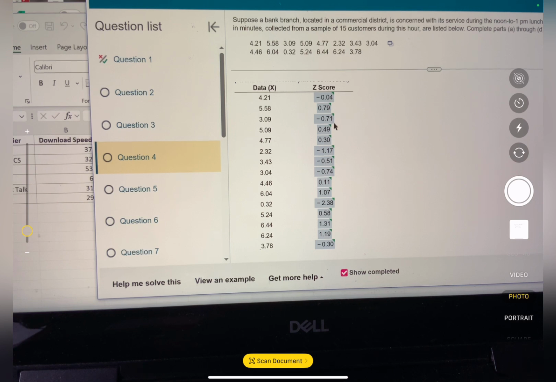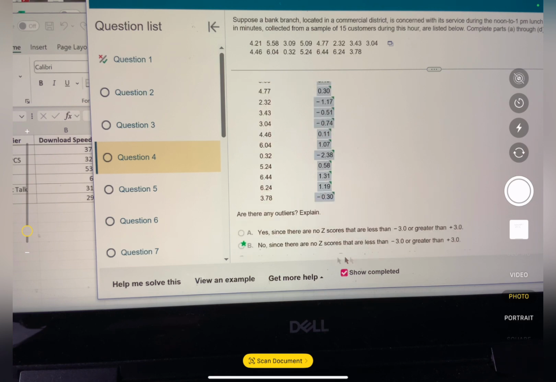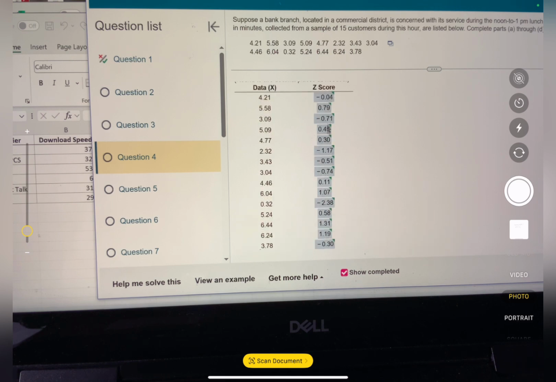0.04, 0.79, 7, negative 117. I don't see any outliers here, since z-scores that are less than negative 3 and greater than 3.0 would be outliers, and besides, they are scooped in the same range, from negative 0.3 to positive 0.3.